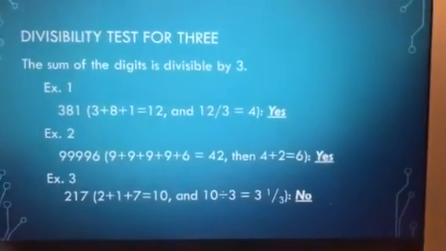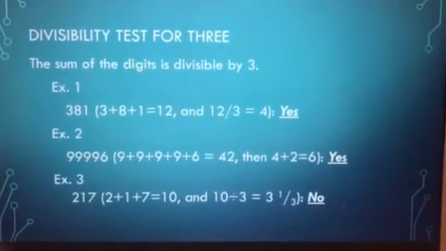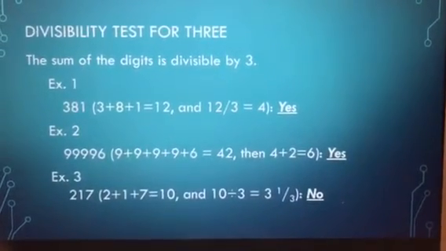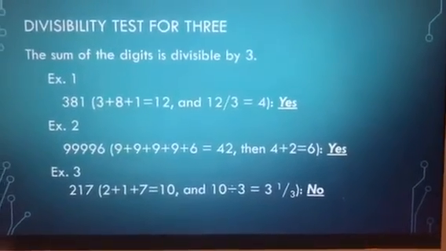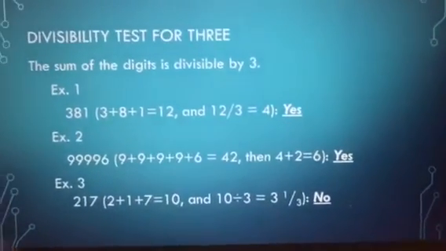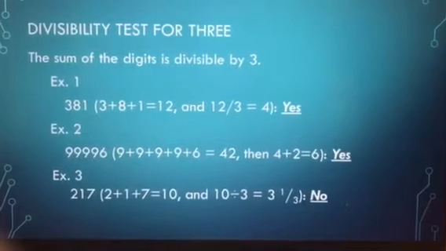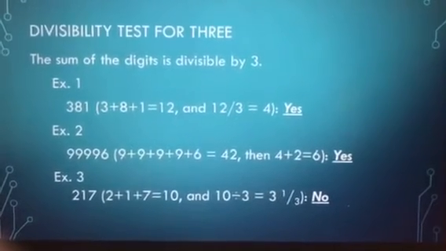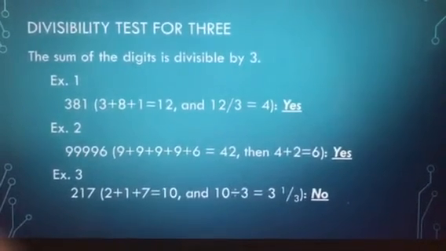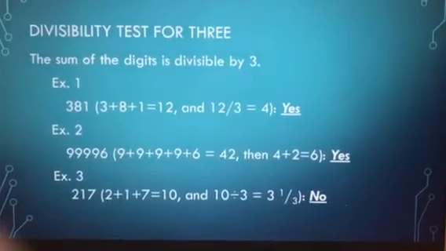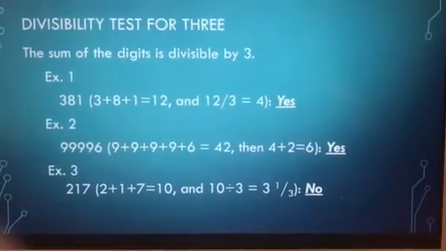For the divisibility test of 3, the sum of the digits must be divisible by 3. I picked four numbers to illustrate this. 381: 3 plus 8 plus 1 equals 12, and 12 divided by 3 equals 4. So yes, this passes the divisibility test for 3.